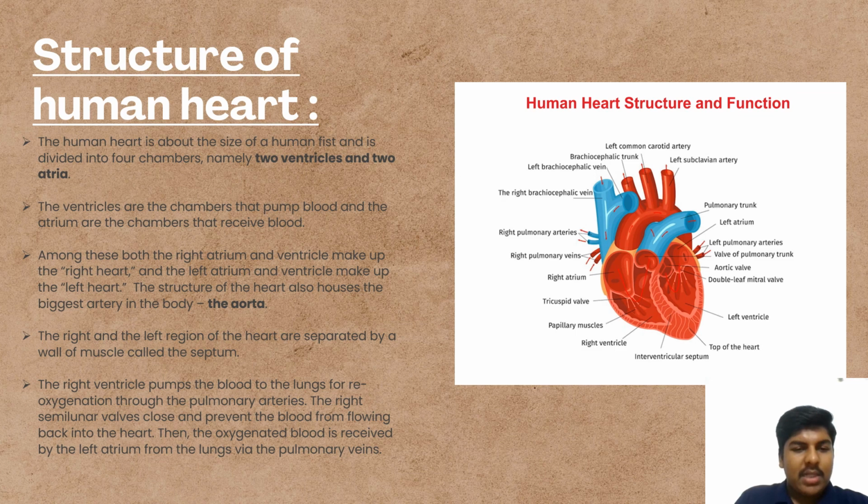The right and the left region of the heart are separated by a wall of muscle called the septum. As you can see in this picture, the thickest muscle in the human heart. And the right ventricle pumps the blood to the lungs for reoxygenation through the pulmonary arteries. The right semilunar valves close and prevent the blood from flowing back into the heart. Then, the oxygenated blood is received by the left atrium from the lungs via the pulmonary veins.